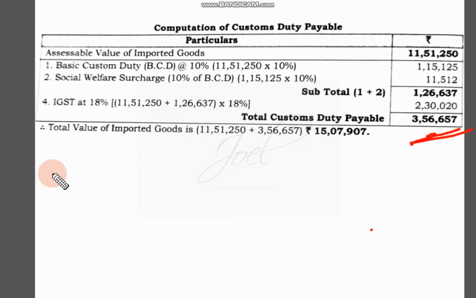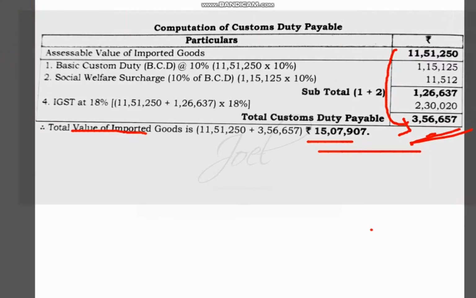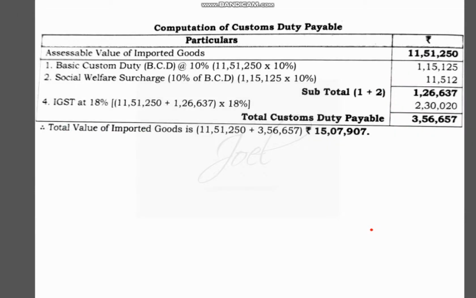In the problem it is not asked. If they ask for the total value of the imported goods, then we add the assessable value plus customs duty. Whatever answer we get, that is our total cost of the goods imported. In this way we are going to solve the problem. Maybe two more problems of this type I am going to work out, and that will be the end of the chapter. Thank you.